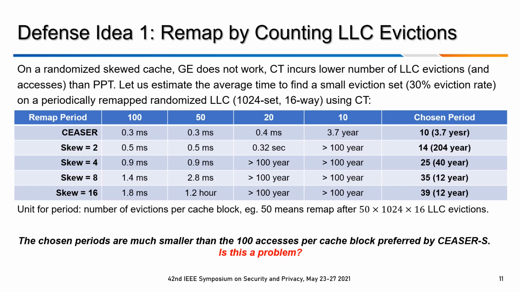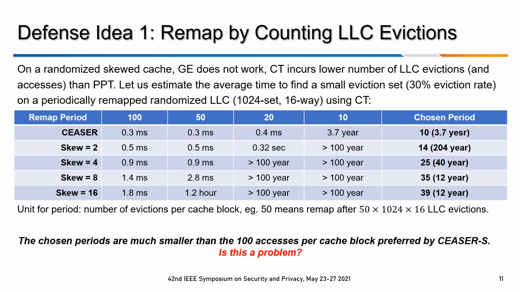Using the same method used by CEASER, these slides reveal the relationship between the remap period and the average time needed to find a small eviction set with the 30% eviction rate, with different numbers of skew partitions. If we consider 1 year as a secure enough target, the non-skewed CEASER needs to be remapped every 10 evictions per cache block. And even for the 16-skewed cache, the remap period is only 39. The benefit from using extreme skewing is marginal.